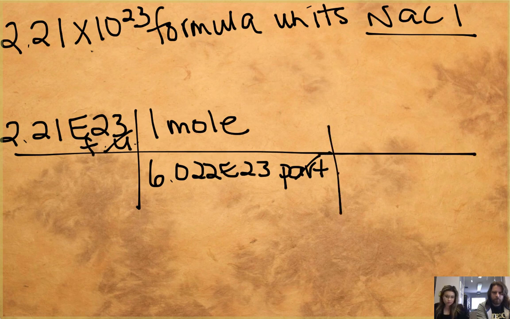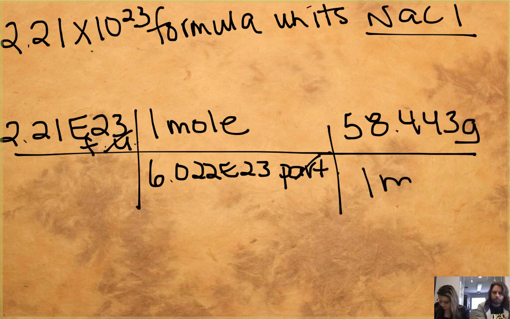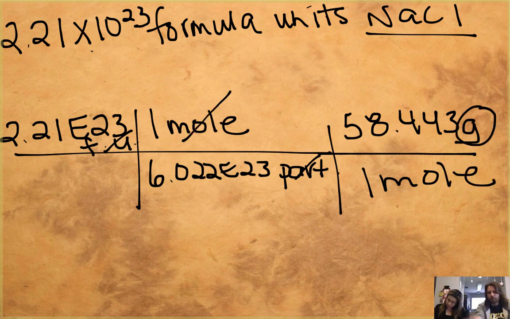Now to go from moles to grams, I multiply by molar mass. So what is the molar mass of NaCl? About 58.443. Just did it in my head. Grams per mole. Grams per 1 mole. So now we're ending with grams. The moles cancel, your particles canceled, and we end with grams. So you can set it up in one long step if you're comfortable doing that. If not, you can continue to do it in 2 steps.